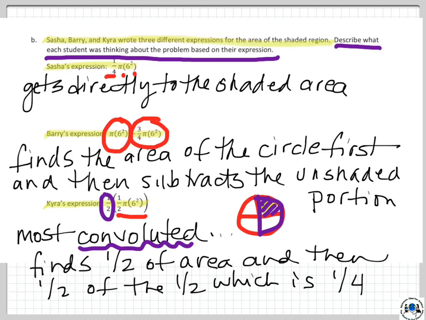The only one I really like, but again, if you used any of these others and got the right answer, that's fine, is this idea right here.